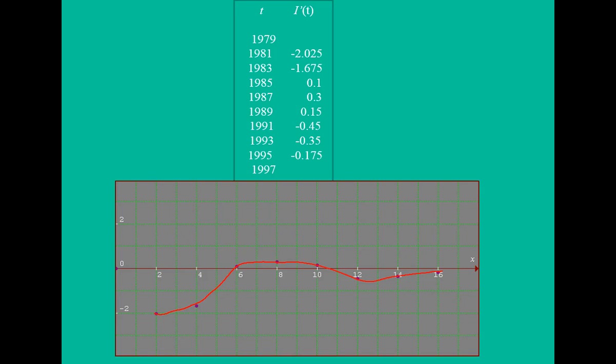Now notice the rate of change of inflation was positive when the graph is above the x-axis, and from here we can see these are the positive values, and otherwise the values are negative below the x-axis.